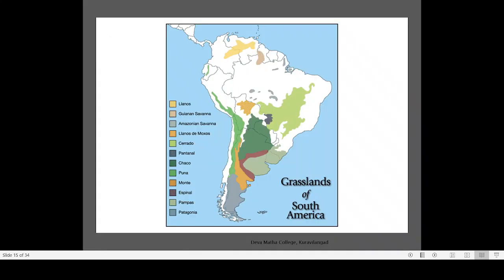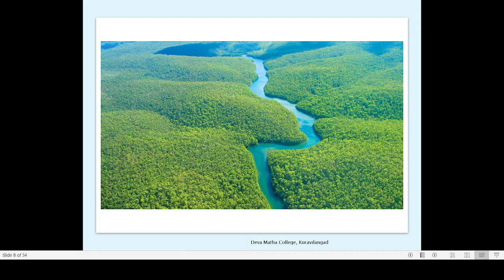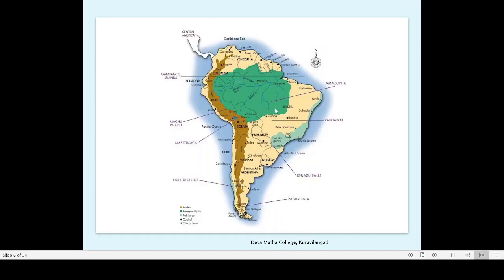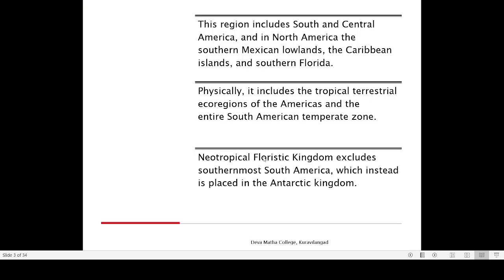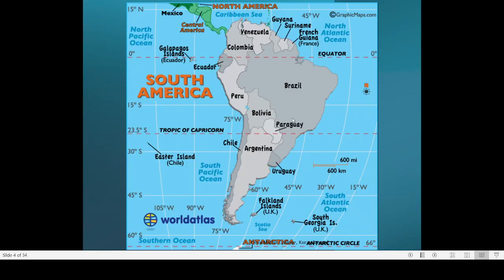If you look at the political map, you can see that many countries, like Paraguay, Bolivia, Argentina, Uruguay, all come in the grassland regions of South America. That is why the people coming from those countries are very good at football, because they have a lot of open grounds there. That is why South Americans are always very good at playing football.